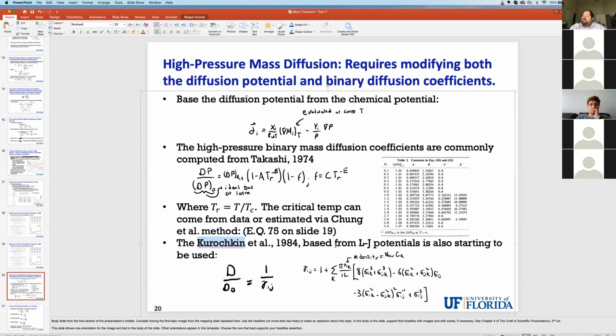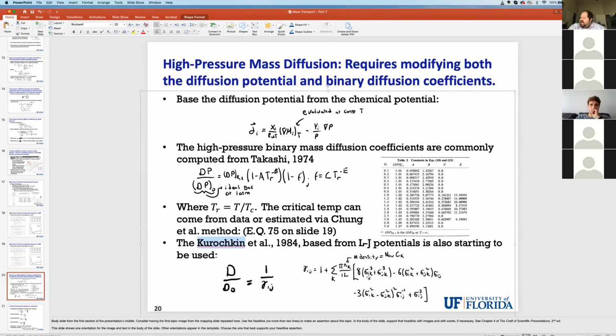Okay, and there's another one that's gaining traction. It's based directly on Lennard-Jones potentials and high pressure Boltzmann-Enskog expansions. And basically the ratio of the high pressure diffusion coefficient divided by the dilute computed diffusion coefficient is just 1 over gamma_ij. And this gamma_ij is given by this function here, where it's a function of the number density of all the different species and the collision diameters. So it's actually a fairly nice theory to use.